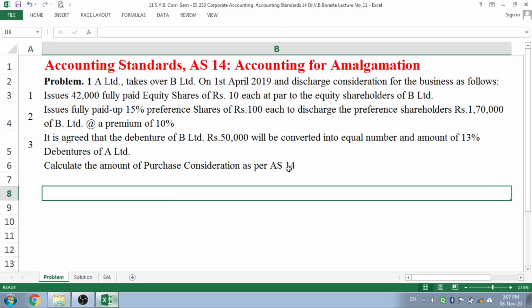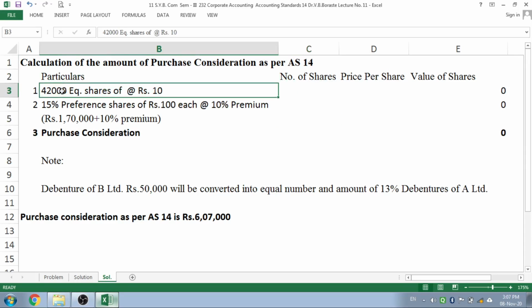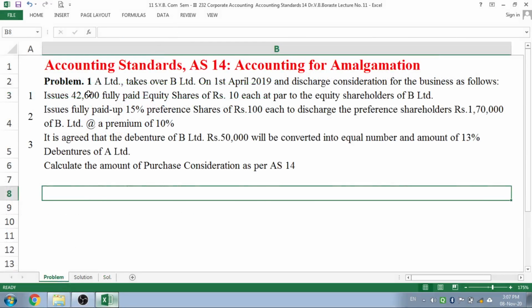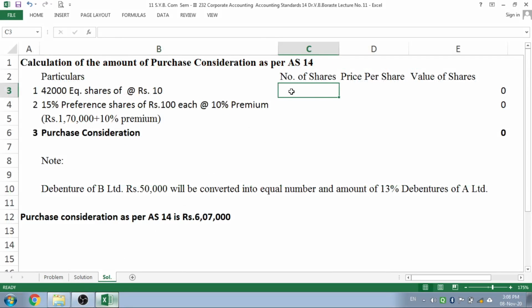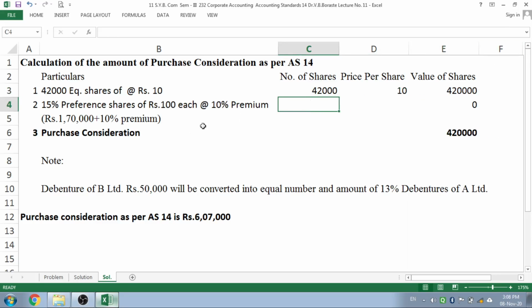As per accounting standard 14, we have to solve this example. Here you can see the calculation of purchase consideration as per AS14. 42,000 equity shares of rupees 10 each, which is given in the example, that is 42,000 fully paid equity shares of rupees 10 each. That means the number of shares is 42,000 and the price per share is rupees 10. It simply means that the value of shares is rupees 4,20,000. So this is one part of purchase consideration.